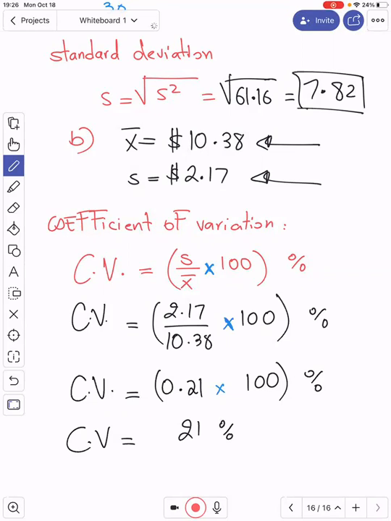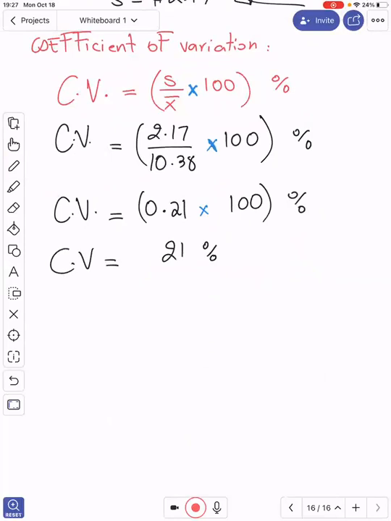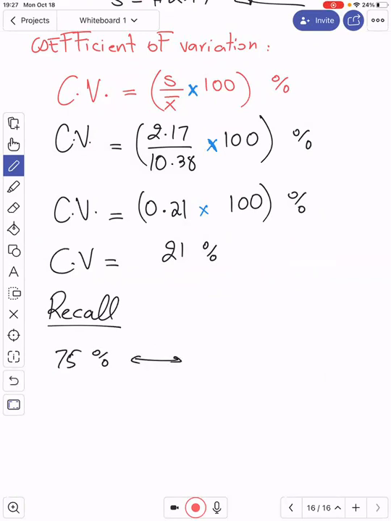Now, next, the Chebyshev's theorem. We need to find the smallest interval centered on the mean in which we can expect at least 75% of the meal receipts to fall, right? So for Chebyshev's theorem, you need to make sure that you have the right interval. If you have 75%, then the interval you need to use is X bar minus 2S, X bar plus 2S. That will be your Chebyshev's theorem interval.